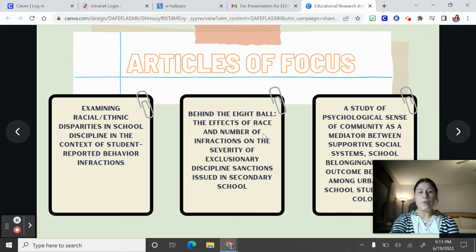All right, the articles of focus. These are the three that I kind of pulled from. I wanted to pull one piece of data from each of these articles because my research questions are all kind of focused on different things. Yes, they all relate to the same topic, but I pulled one piece of data from each of these three articles.